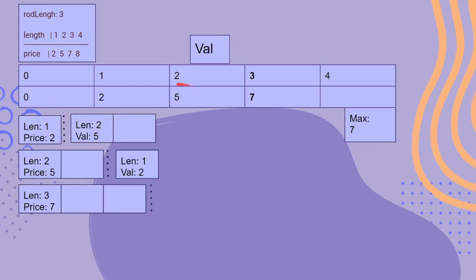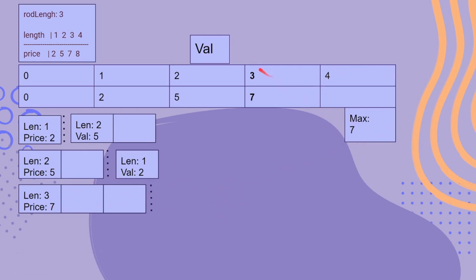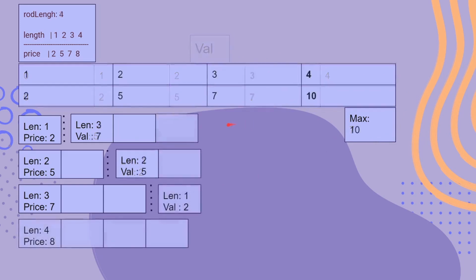Then you add the biggest number to the value, right? For 3, you can have 1 with the price of 2, and since there's 2 remaining, you can add the value 5, which gets you 7. Or you can have 2 with 1 remaining, which also gets you 7. Or you can have 3 with 0 remaining, which is 7 plus 0, which is still 7. So the max is 7, and you put the max into the array.